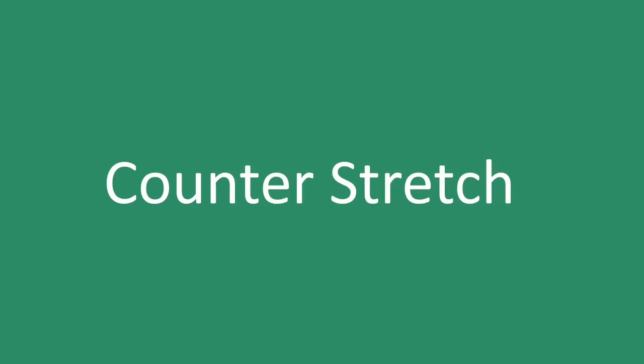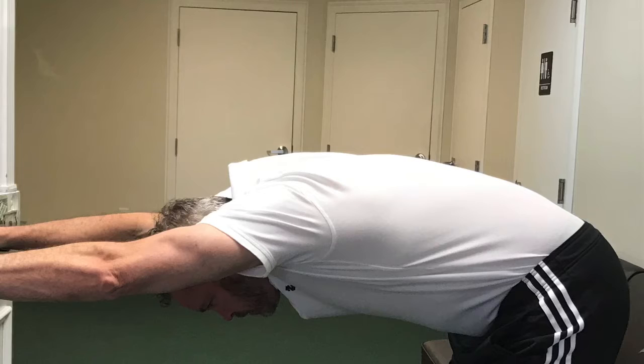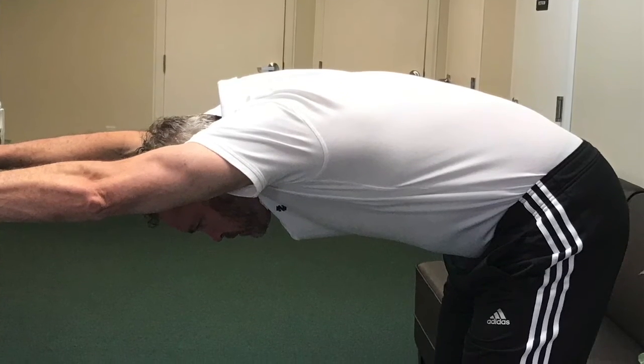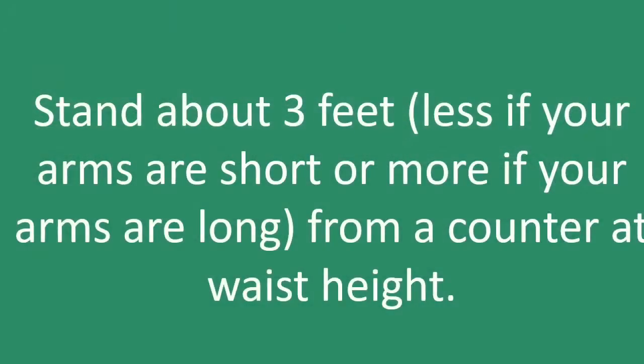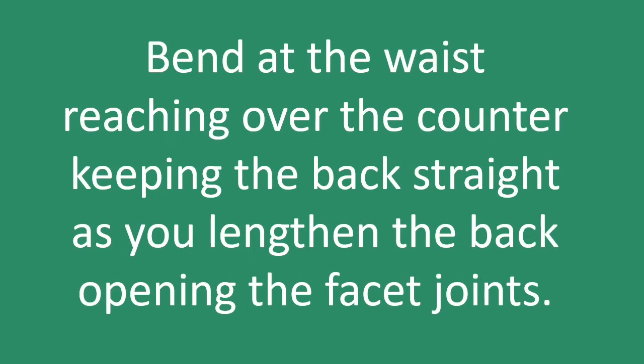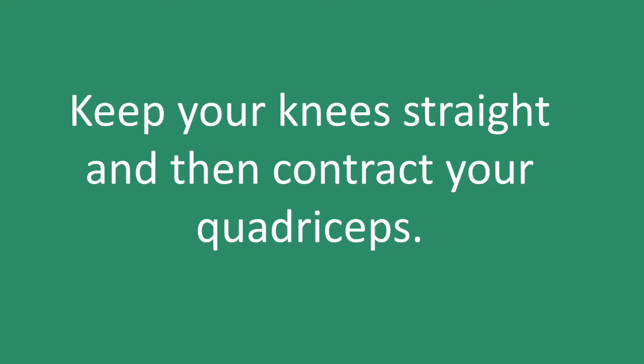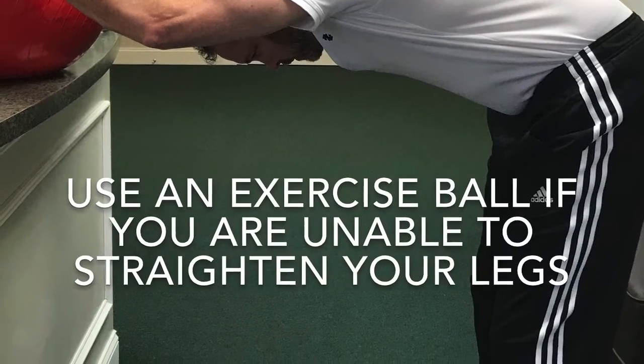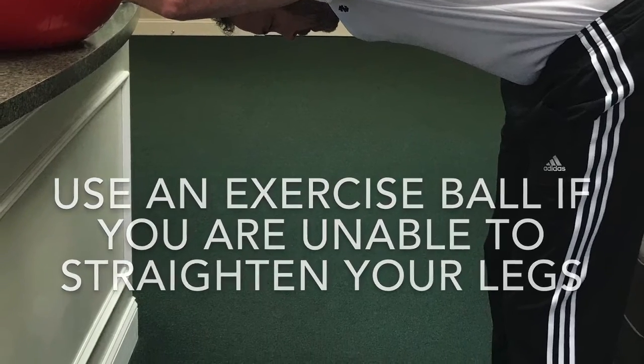Counter stretch. Stand about 3 feet, less if your arms are short or more if your arms are long, from a counter at waist height. Bend at the waist, reaching over the counter, keeping the back straight as you lengthen the back, opening the facet joints. Keep your knees straight and then contract your quadricep. You can use an exercise ball if you have difficulty straightening the legs.